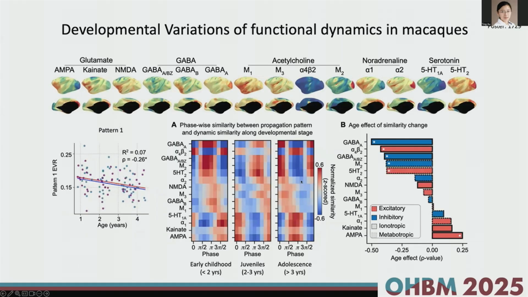We also explored how neurotransmitter systems support the developmental change in functional dynamics, especially for pattern 1. And in our analysis, we suggest that both the inhibitory and excitatory systems, basically the GABA and the glutamate receptor systems, play key roles as the brain matures. And this system likely helps regulate the shifting balance among the networks that underlies the developmental refinement of the dynamic brain activity.